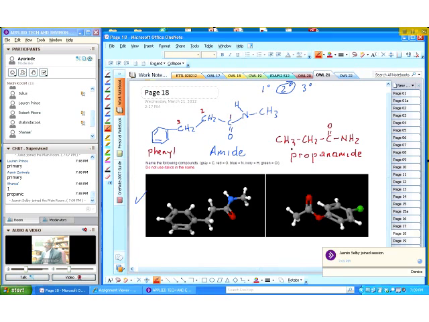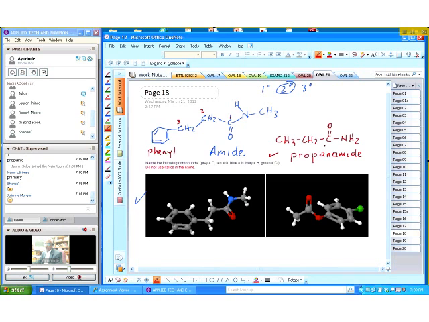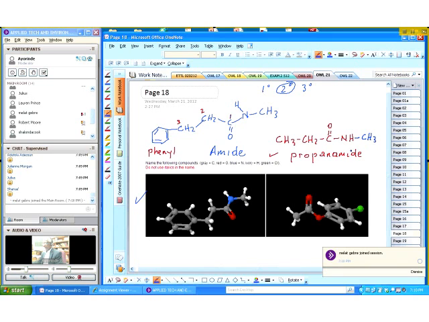Now, if you follow this, give me a happy face. Okay, this is propane amide. If you follow that, give me a happy face. Okay, very good. Now, supposing I take off this hydrogen from here, and now I have a methyl group to replace the hydrogen. So now I have a secondary amide.